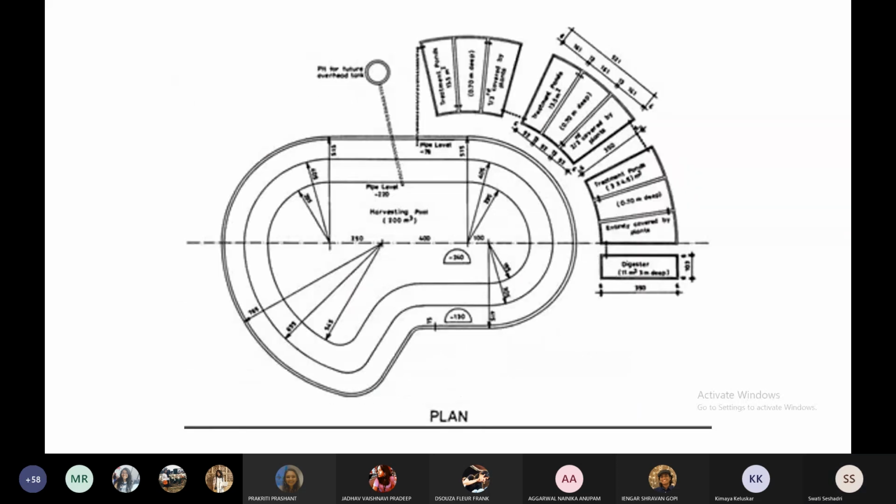Any questions till now that you have? You can take the sizing from these diagrams as well, and accordingly create yours. The sizing of this one is equivalent to 25 families.